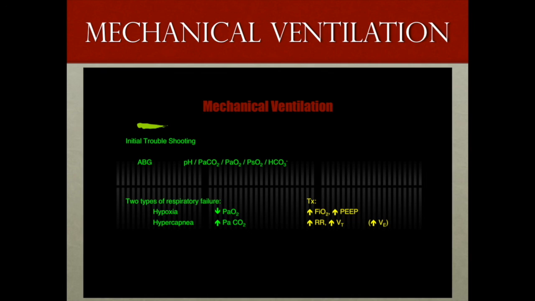When you are troubleshooting the patient who is on a ventilator, remember your ABG is going to yield your pH, your PaCO2, your PaO2, your SpO2, and your bicarb, and that you can have one of two main respiratory problems, hypoxia or hypercapnia. Hypoxia would be a low PaO2, and this would be treated by increasing your FiO2 or increasing your mean airway pressure. And the best way to increase your mean airway pressure is by increasing your PEEP. So much so that most textbooks will simply list PEEP as the second option.